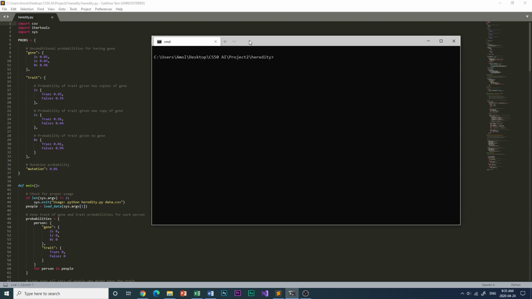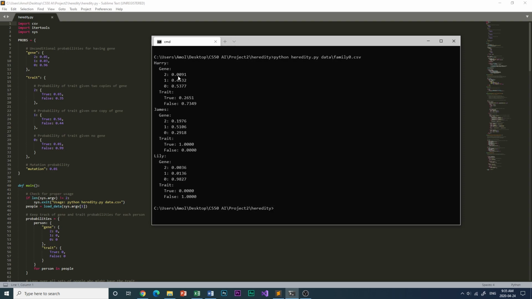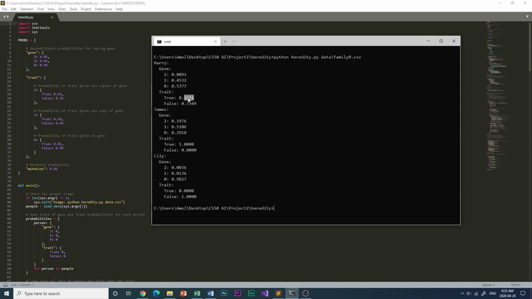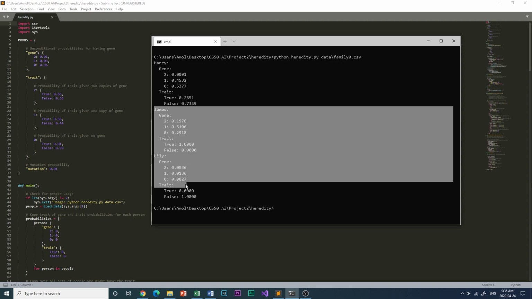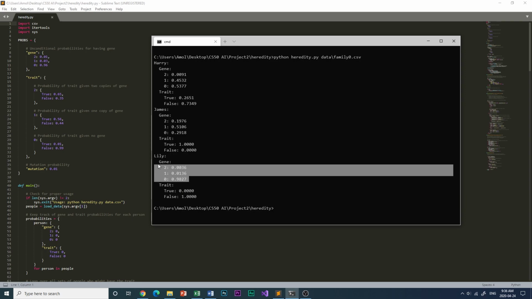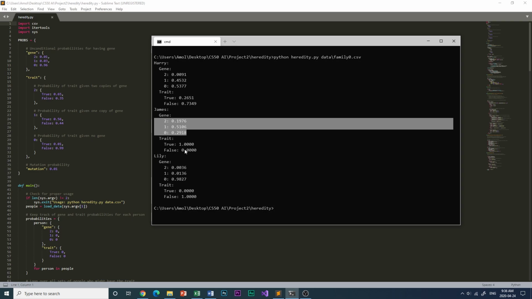This is family 0. As you can see here, Harry, who has parents in the dataset, has a chance of 0.2651 of getting the trait and 0.7349 of not getting the trait. This is just 73% and 26%. But for James and Lily, who already have their traits in the dataset, we have only calculated the chance of them having or not having the genes.